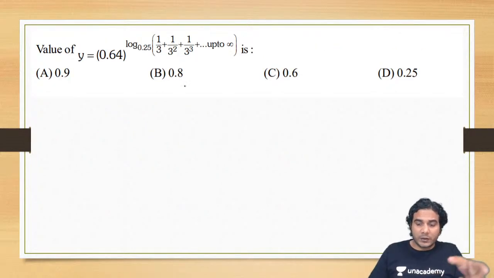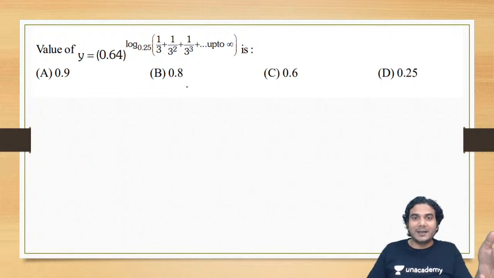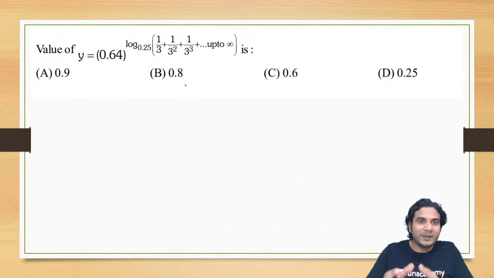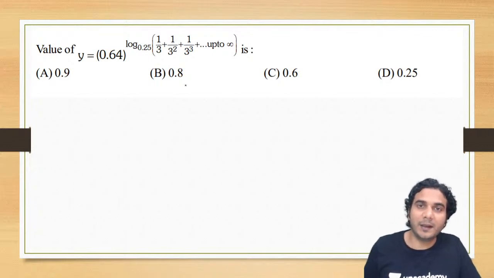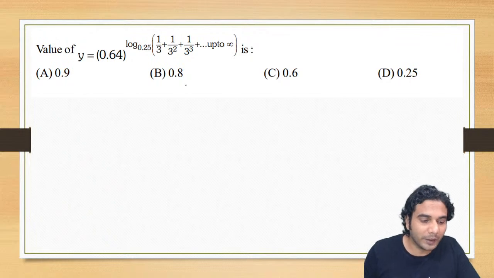And this type of problem was there in the JEE Main this year, which happened just now. Exactly similar problem, exactly similar. Some number was there like 0.64. I think the number was also 0.64. And the same type of GP was written inside the log. And the log was in the power.